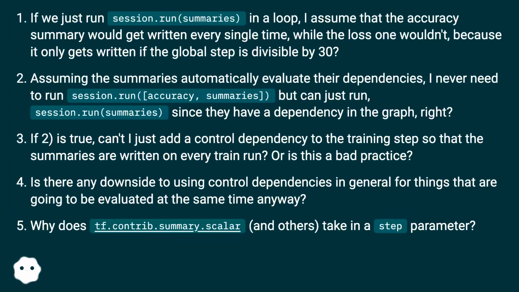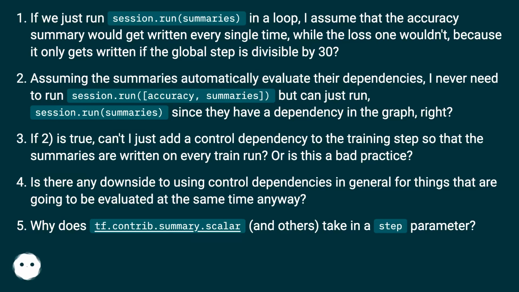If we just run session.run(summaries) in a loop, I assume that the accuracy summary would get written every single time, while the loss one wouldn't, because it only gets written if the global step is divisible by 30? Assuming the summaries automatically evaluate their dependencies, I never need to run session.run(accuracy_summaries), but can just run session.run(summaries) since they have a dependency in the graph, right?